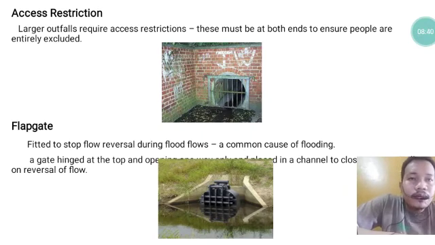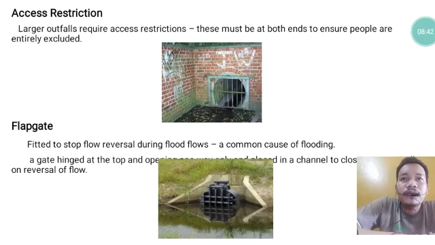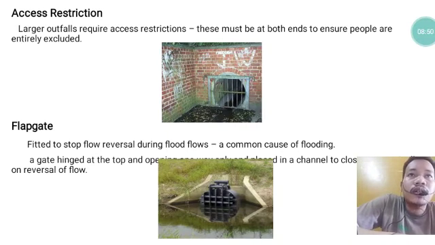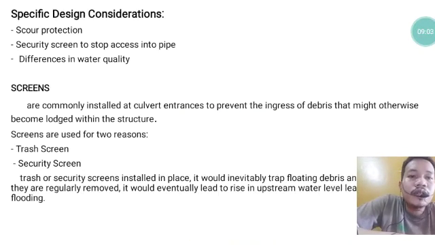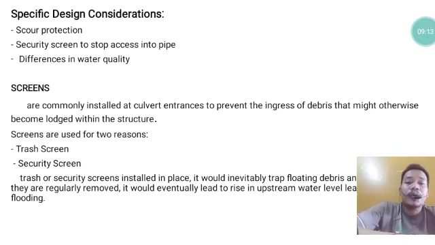Flapgate. A gate hinged at the top and opening one way only and placed in a channel that closes automatically on reversal of flow. So what are the specific design considerations? Scour protection, security screen to stop access into pipe, difference in water quality.